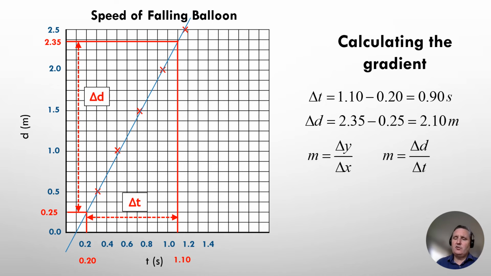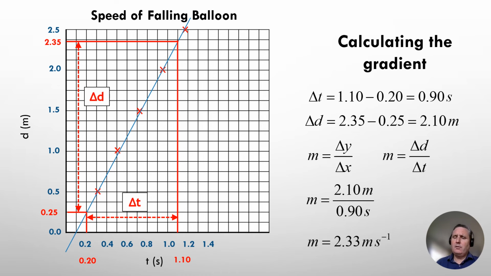So I'm now going to substitute the change in distance, which is 2.1, and we're going to divide it by the change in time, which is 9.0. And then that will give us the gradient. So we calculate that, and the gradient is now 2.33 meters per second.